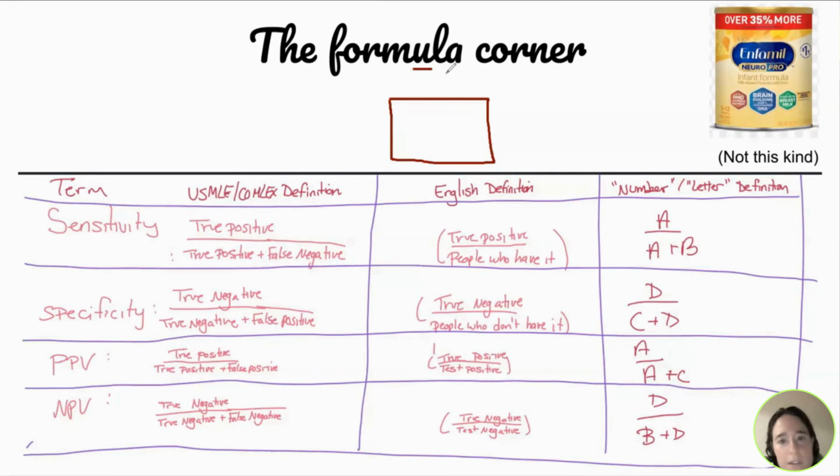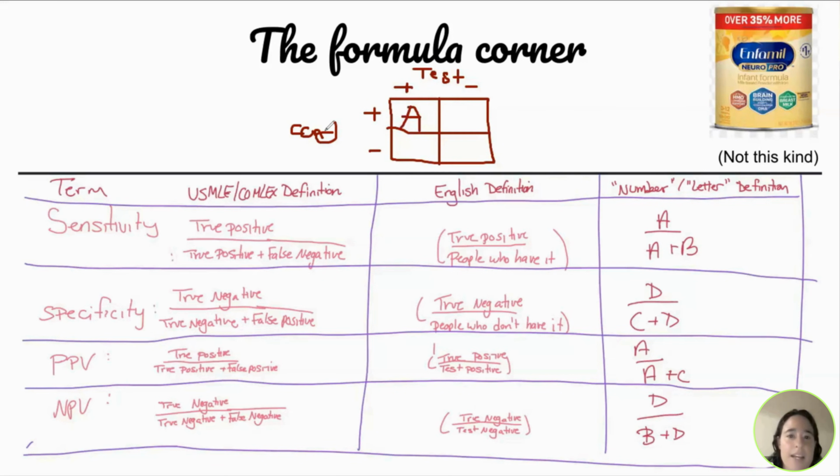So we'll put our test here and we'll put our condition here. And you can either test positive or test negative. And then you can either have the condition or not have the condition. So if I test positive and I have the condition, then I'm a true positive. So we'll call that A.